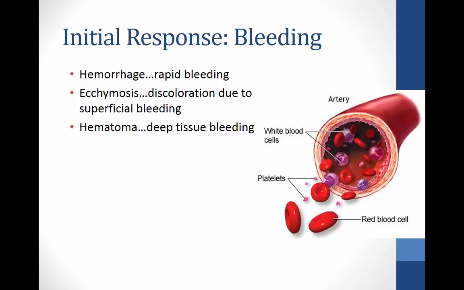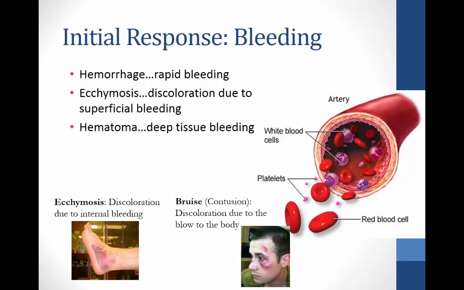A hemorrhage is rapid bleeding. Ecchymosis is discoloration due to superficial bleeding. A hematoma is deep tissue bleeding. Please don't confuse ecchymosis with a bruise. A bruise is a contusion or internal bleeding caused by blunt trauma.